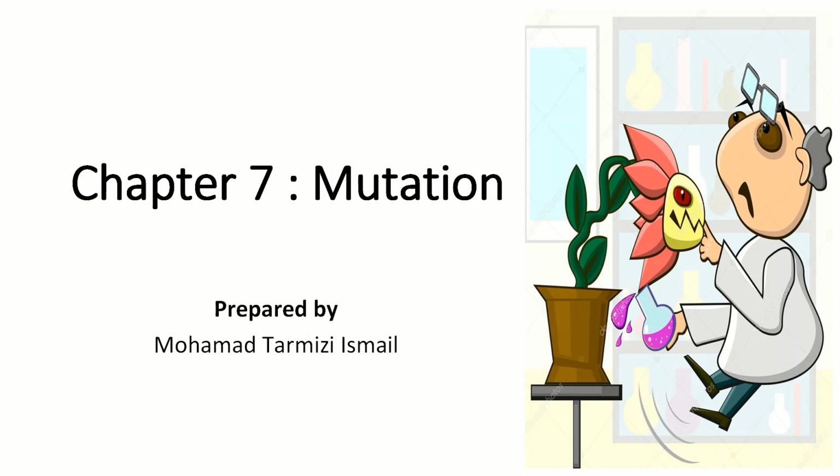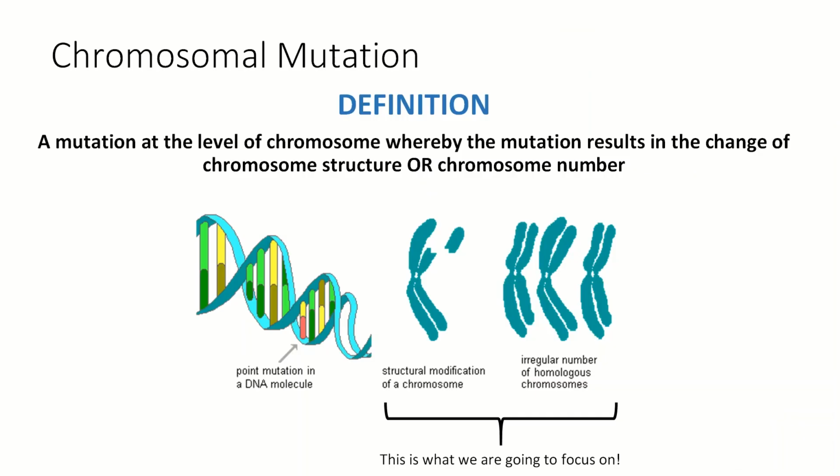Today we are going to be discussing chapter 7, mutation, specifically chromosomal mutation. Unlike gene or point mutation that we have learned before, which only involve one or two nucleotide bases in a gene, chromosomal mutation can either be modification that will result in changes in the chromosome structure like this one. As you can see, this segment breaks off from the original chromosome, causing the resulting chromosome to carry fewer genes, or changes that result in abnormal chromosome number.